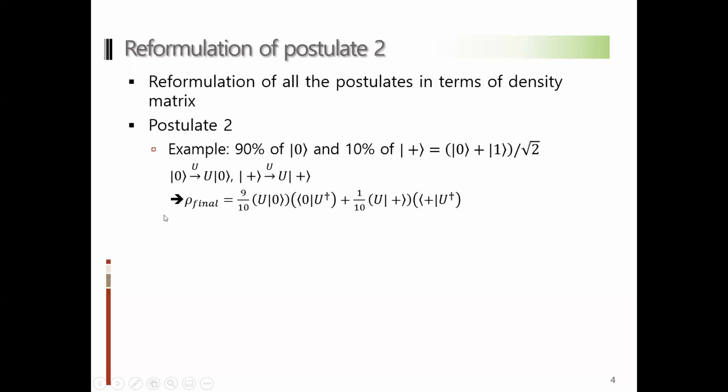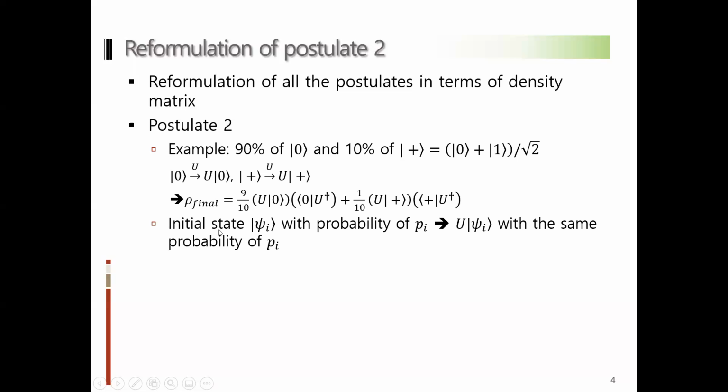So we can easily rewrite the final state in this way. We are still using the original probability, and all we have to do is replace the original 0, 0 with U multiplied on the 0 ket, and then the bra 0 multiplied on the Hermitian conjugate of the unitary operator, and then similarly for this case. So now what we can do is generalize this kind of situation.